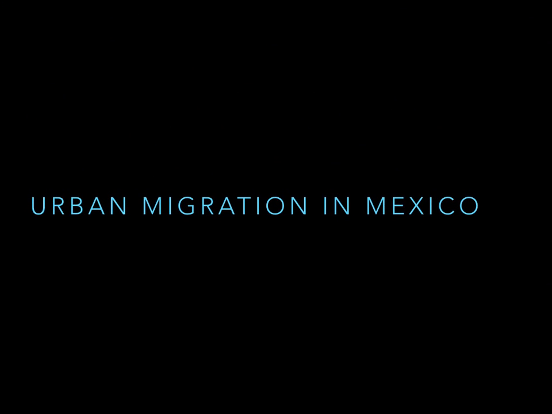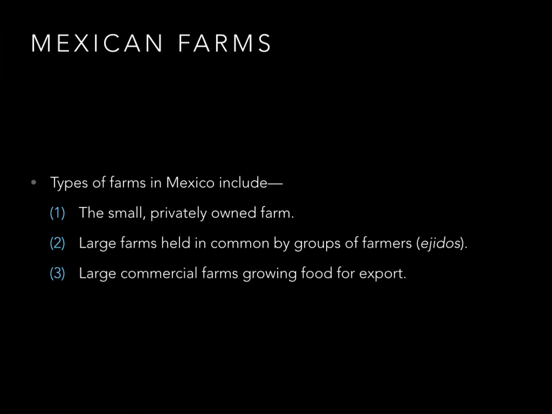Urban migration in Mexico. Mexican farms. The types of farms in Mexico include these: the small privately owned farm, large farms held in common by groups of farmers. These are called ejidos. And large commercial farms that grow food primarily for export to other countries.